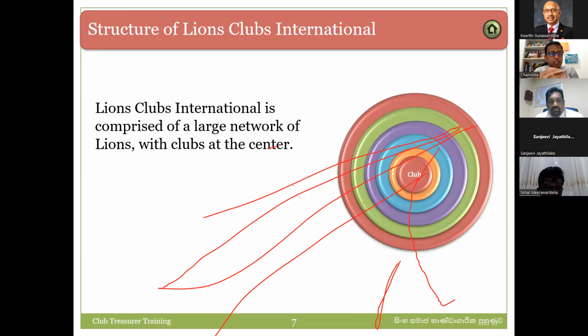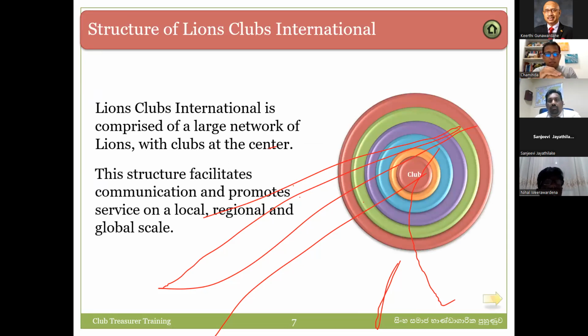So Lions Clubs International is comprised of a large network of Lions with clubs at the center. Okay, so always remember a club is the center. Without a club there is no district or international. So club is a very key, is the main source, right? This structure facilitates communication and promotes service on a local, regional, and global scale.